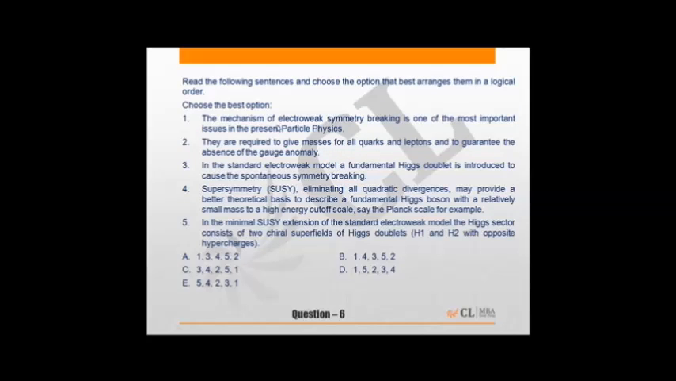This question on para jumbles should begin with the statement which introduces electroweak symmetry breaking, this concept, and how it is important in particle physics. 1 should be followed by 3 because it talks about what the standard electroweak model is. 3 should be followed by 4 because 4 discusses how supersymmetry has a better theoretical basis than the standard electroweak model. 4 should be followed by 5 because it uses the abbreviation SUSY and discusses what makes SUSY, that is supersymmetry, better than the standard electroweak model. And 2 should follow 5 because 'they' in 2 refers to the two chiral superfields discussed in 5. So therefore, the correct answer to this question is option A.